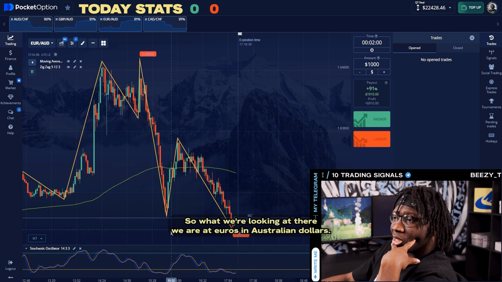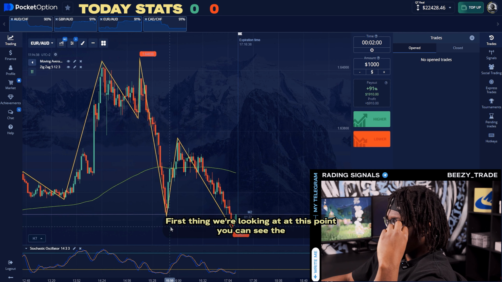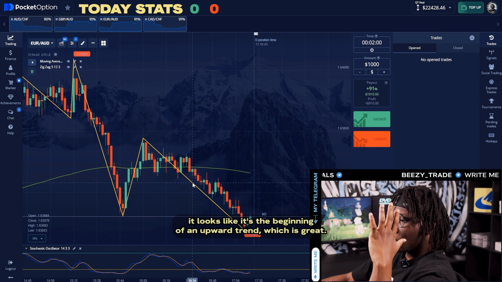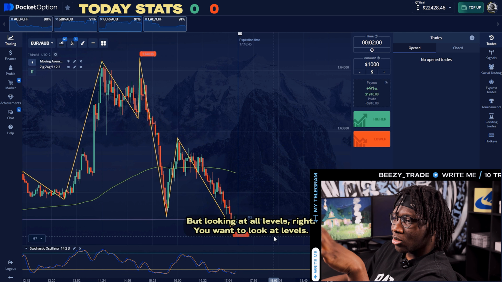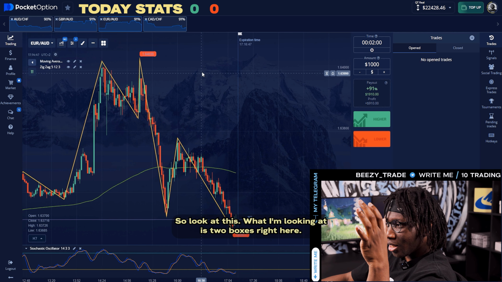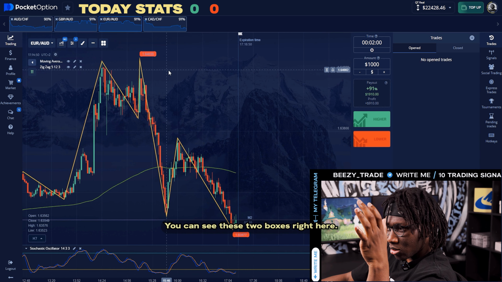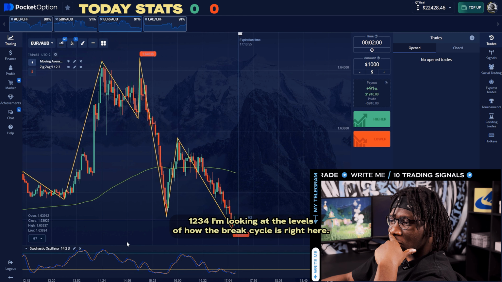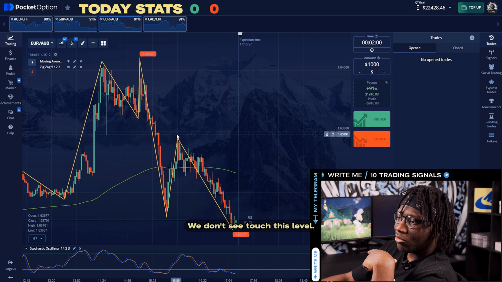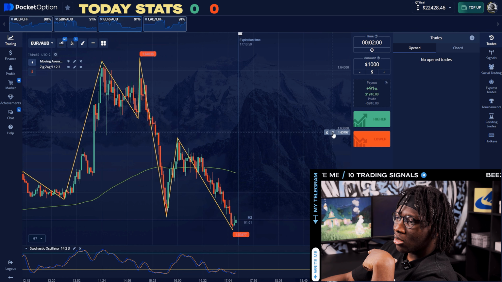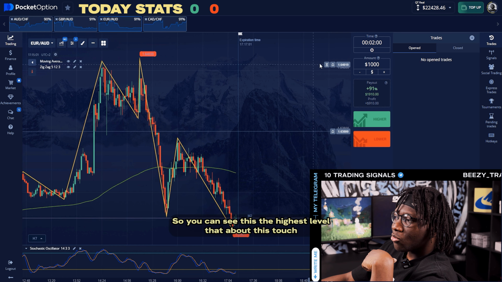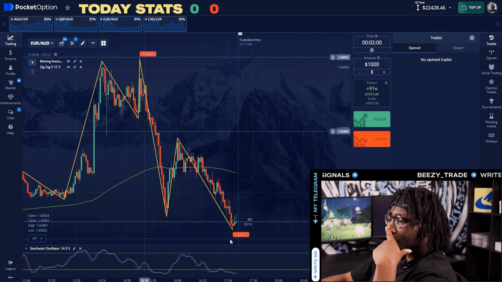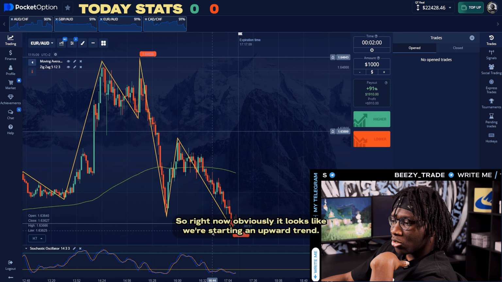So what we're looking at there, we're at euros and Australian dollars. First thing we're looking at this point, you can see that it looks like it's the beginning of an upward trend, which is great. But looking at our levels, right? You want to look at levels. So look at this. What I'm looking at is 2 boxes right here. You can see these 2 boxes right here. 1, 2, 3, 4. I'm looking at the levels of how the breaks are going. It's right here. We don't see it touch this level. Put a point right there. And you can see this is the highest level that the market has touched before, just recently in the last couple. So right now, obviously, it looks like we're starting an upward trend.